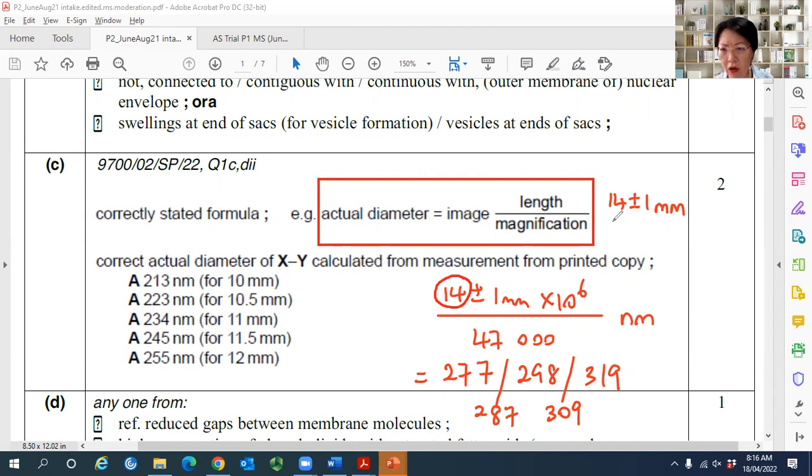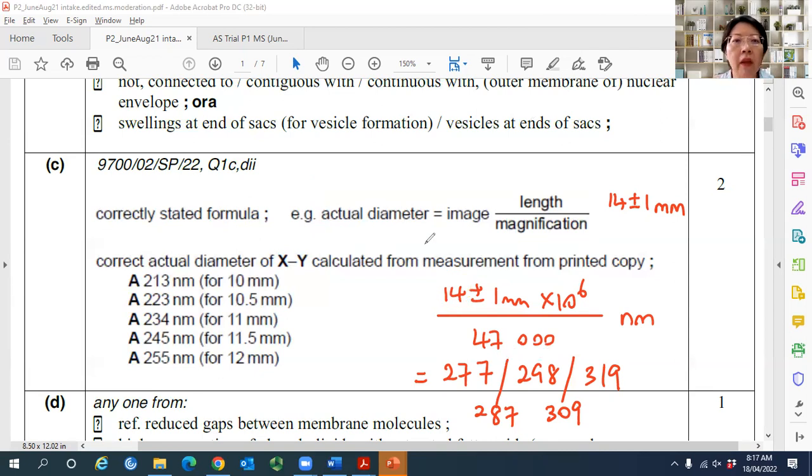Oh yeah, it's actually based on this one. 14 plus minus 1. Yeah, correct. So if it's 14, it is this one, right? 13.5 is this one. 13 millimeter is this one, based on your measurement. So therefore any other answer would be wrong.